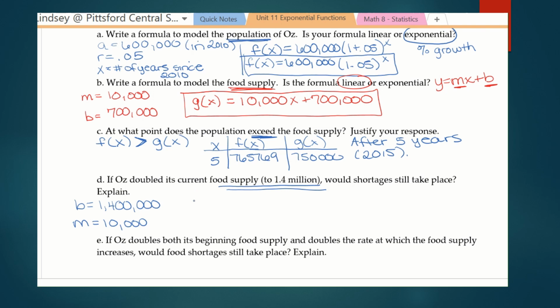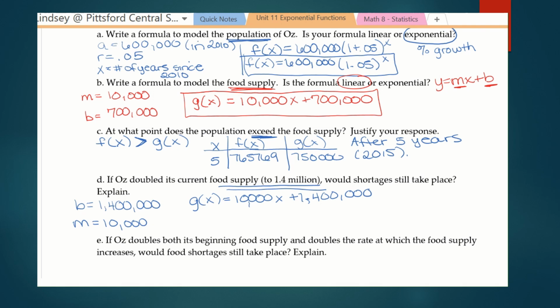So that gives us now an equation. So our g of x changes to 10,000x, but now it's plus 1.4 million, so 1,400,000. There we go. So there's our new function. Okay. Would a shortage still take place?